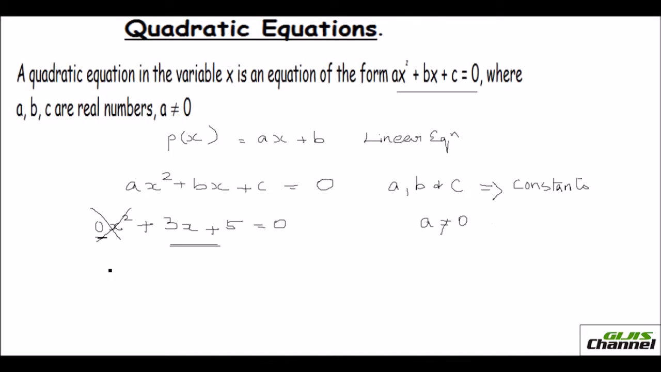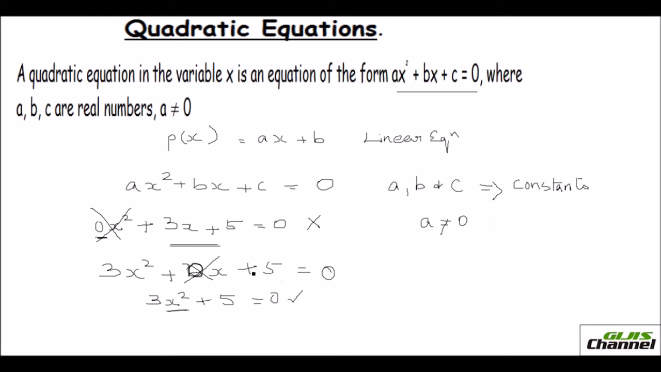Okay, another example I would give you. I would just make this 3x squared, and this time I'm going to take b as 0, okay? Plus 0x plus 5. In this case, you can call this a quadratic equation even though you don't have a b term. So see, when I simplify, this becomes 3x squared plus 5, right? Because the 0x is gone. So you just have this. Even though you have only two terms here, this is considered a quadratic equation because the highest order here is 2.